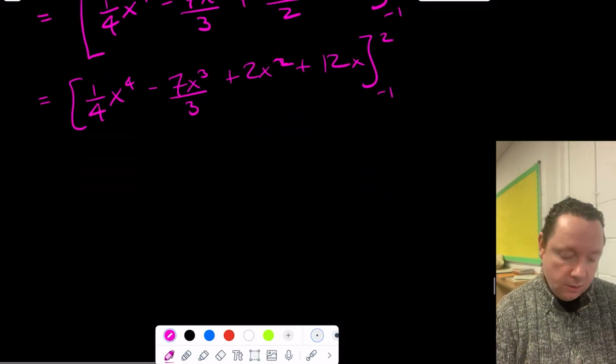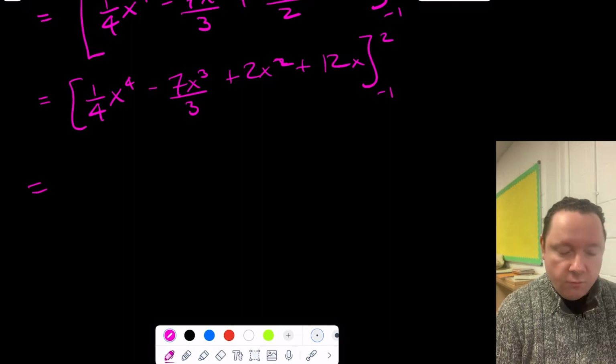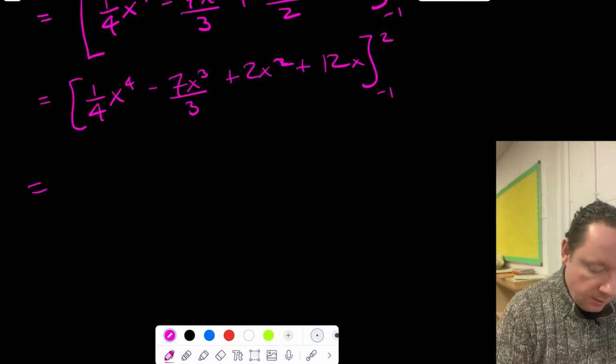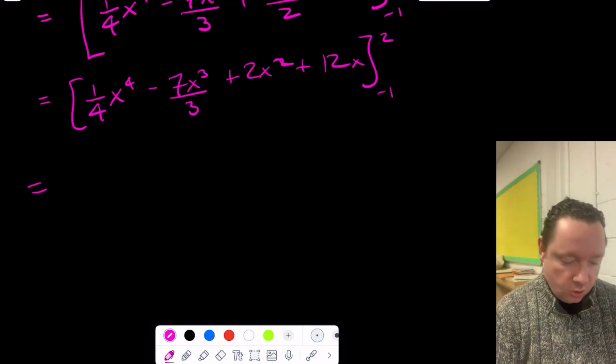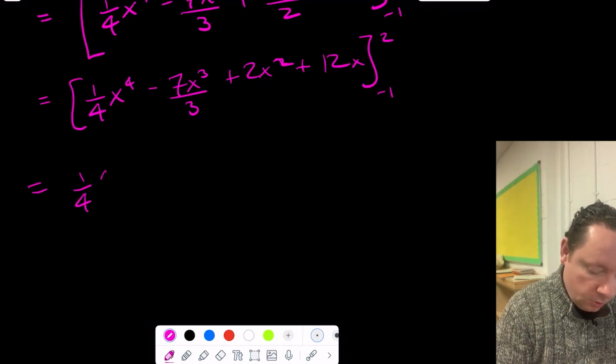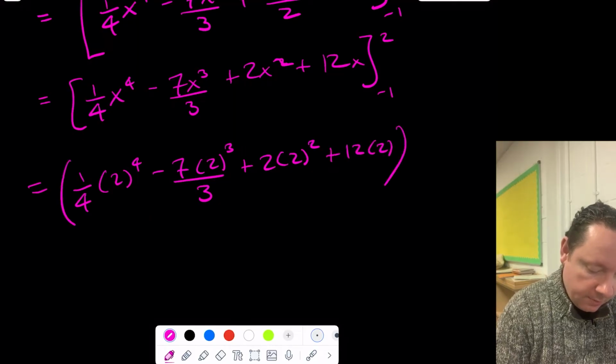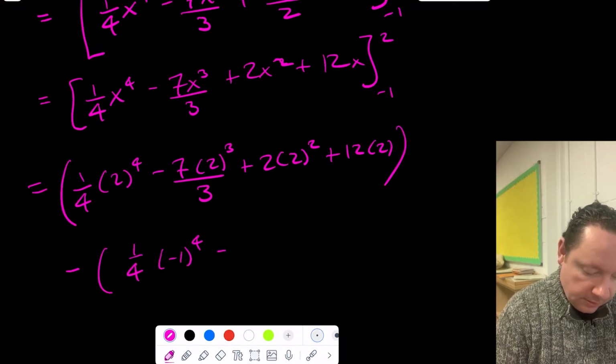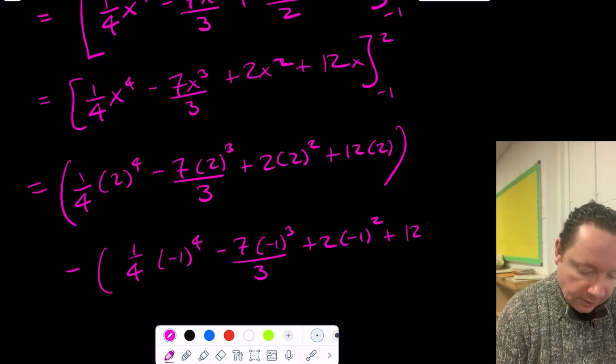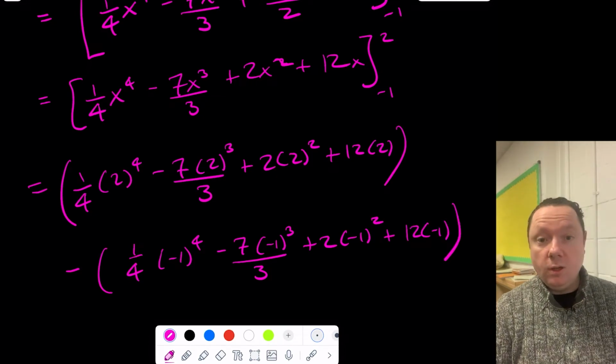And that's between minus 1 and 2. So subbing in now, be very careful. Actually, substitute in first, sorry. So we've got a quarter 2 to the 4, minus 7, 2 cubed over 3, plus 2, 2 squared, plus 12 times 2. There's our first big bracket. Take away a quarter, minus 1 to the 4, minus 7 minus 1 cubed over 3, plus 2 minus 1 squared, plus 12 times minus 1. Lots of work to do here.